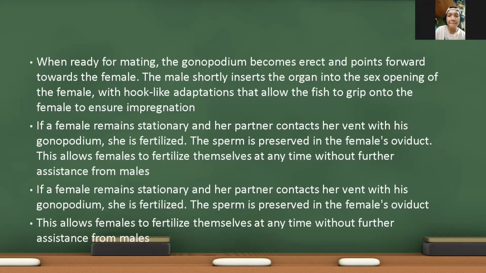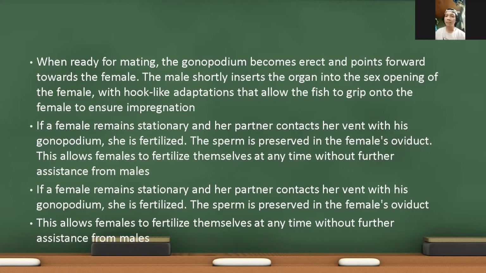When ready for mating, the gonopodium becomes erect and points forward towards the female. The male shortly inserts the organ into the sex opening of the female with a hook-like adaptation that allows the fish to grip onto the female to ensure impregnation. So dito guys, pag ready na talaga sila sa mating, dito na nila ini-ensure yung pagkabuntis ng female fish.